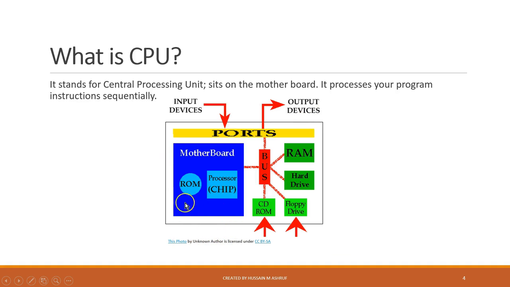And here is a motherboard. We have read only memory. We have processor chip. We have CD-ROM. We have floppy drive, but those are not being used nowadays. But still, we have DVD drives and so on. And a bus, which is connected to random access memory, and hard drive. Hard drives are being replaced by solid state drives or SSDs nowadays, because they are faster and there are no moving parts as compared to hard drive, which contains moving parts, which are slower than solid state drives.